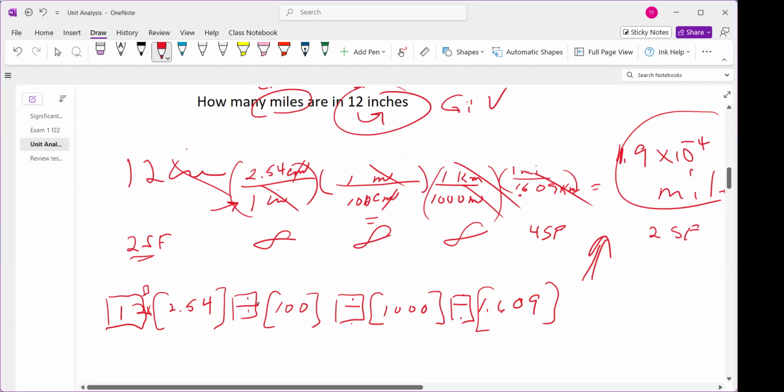Okay, does that make sense? Everything on the top you multiply. Everything on the bottom you divide. Works every time.